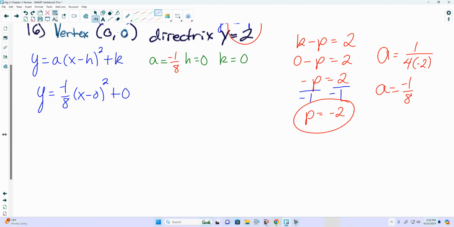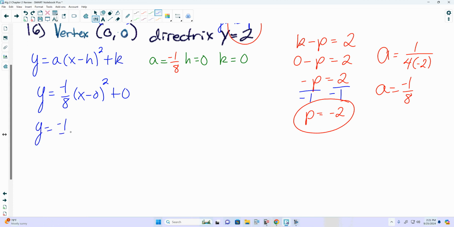So if we plug a, h, and k in, we get y equals -1/8 times (x minus 0) squared plus 0. If you put that on the test, you will get full points, because that is the correct answer. But we don't normally leave it that way.